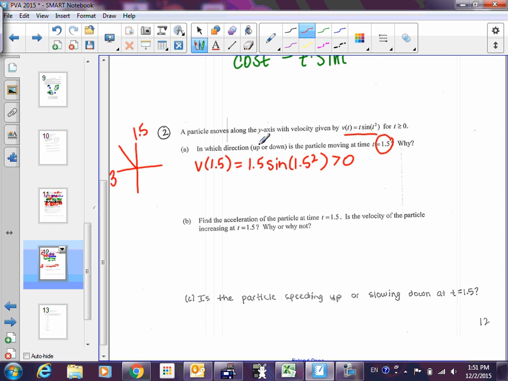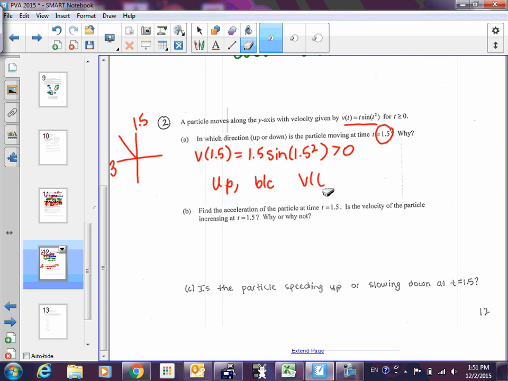Okay, so which direction? Moving up, because v of t, or I should say v of 1.5, is positive. Yeah, long day, sorry.